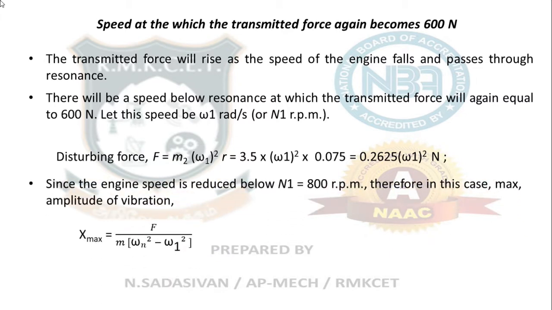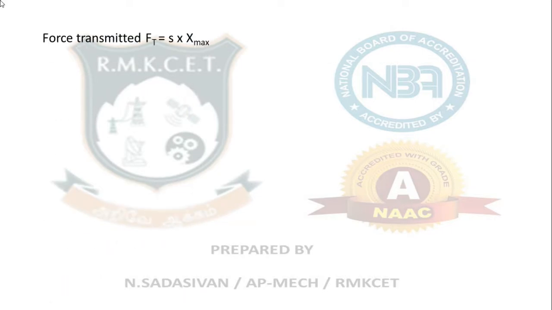So omega n square minus omega 1 square. In place of omega n I am putting S by m and solving, so it becomes S minus m into omega 1 square. I am cancelling the m in the denominator with the m outside the bracket. So you take the LCM and cancel this m out, and you get m into omega 1 square over S minus m into omega 1 square. The force transmitted is S into X max, so F by S minus m into omega 1 square.